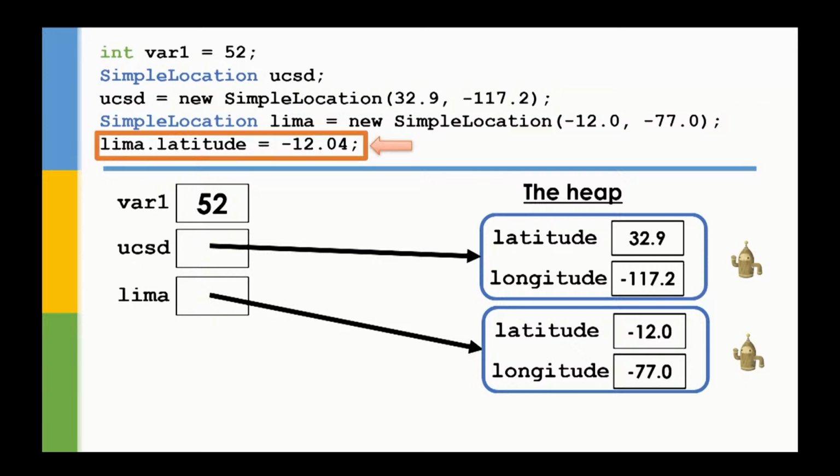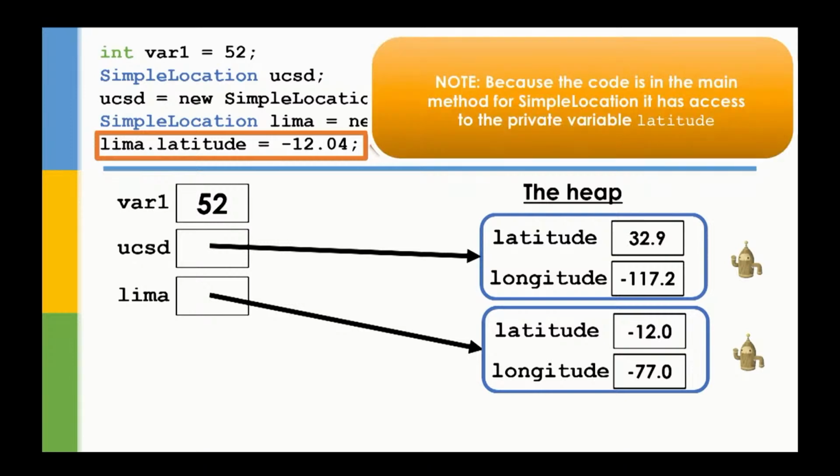All right, so we're almost there. This is the last line. Let's look at this last line of code, which actually changes the value of latitude inside the variable Lima. So let's say, for example, we want to tweak the value of the latitude variable, make it a little more precise. What happens in our memory model when we make this change to the variable latitude inside the object Lima?